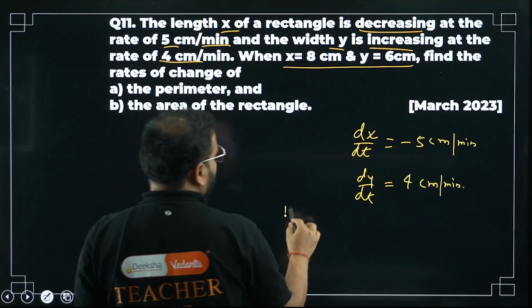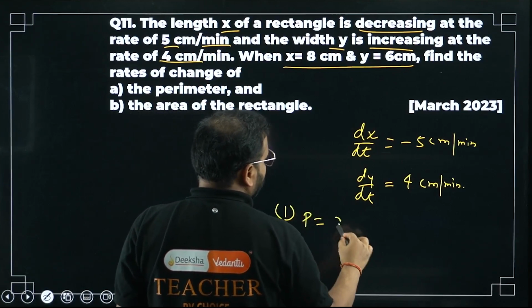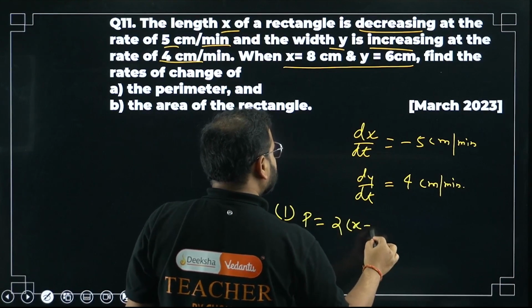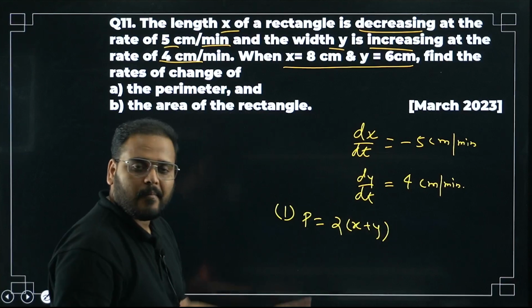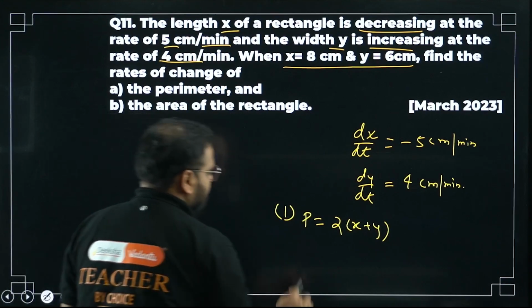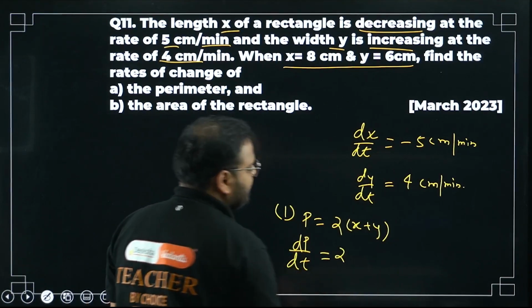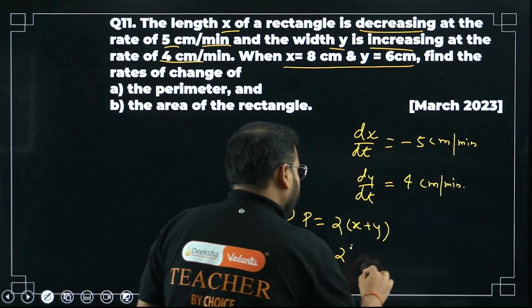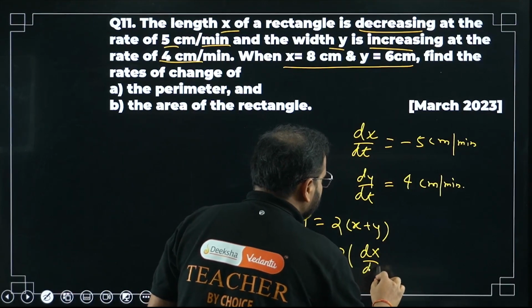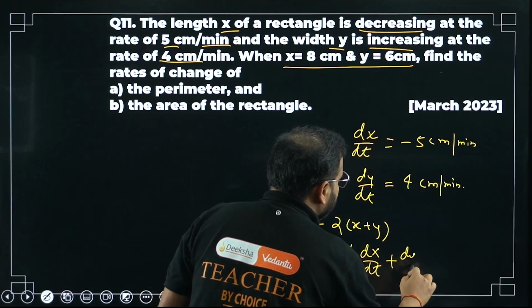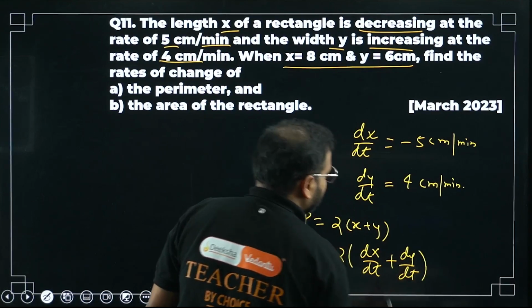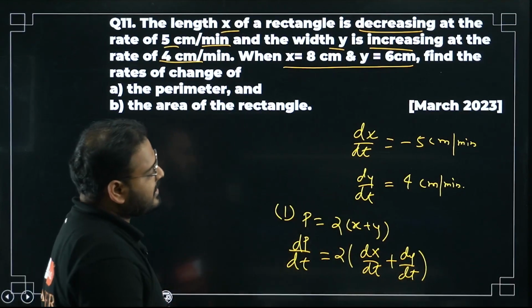Okay. Perimeter is what, sir? For a rectangle, 2 times (x plus y), right? Rate of change of perimeter, dP by dt. How much is that? 2 is a constant, keep it outside. In the bracket, I get dx by dt plus dy by dt, or not? Derivative with respect to t, right?